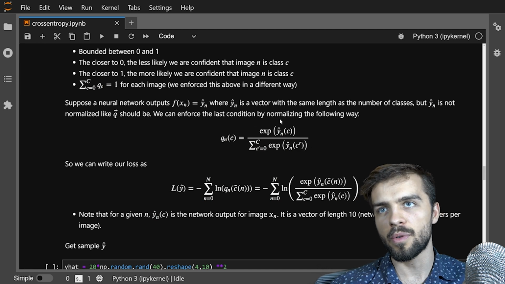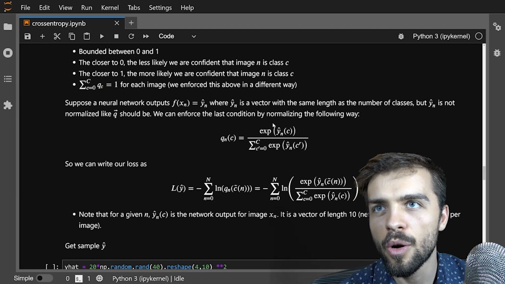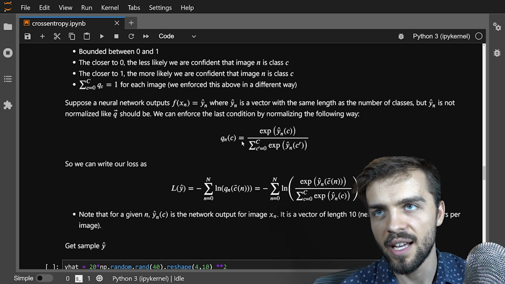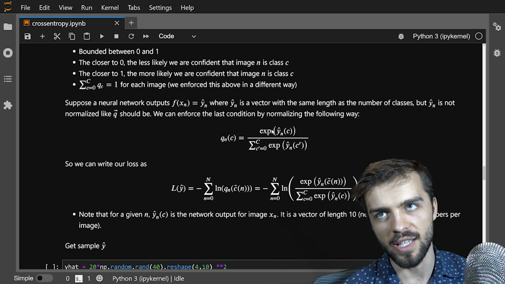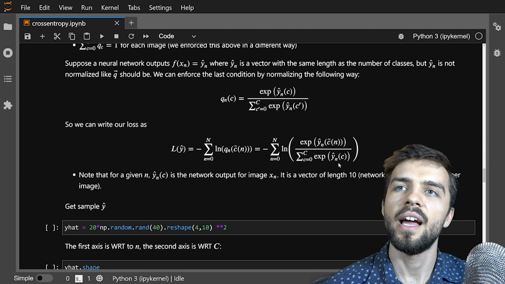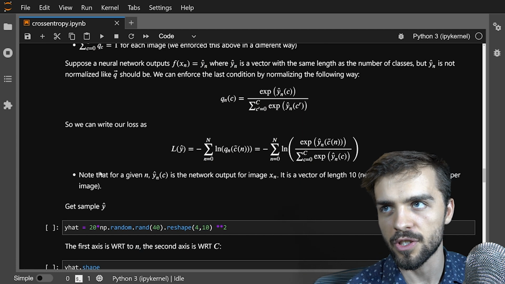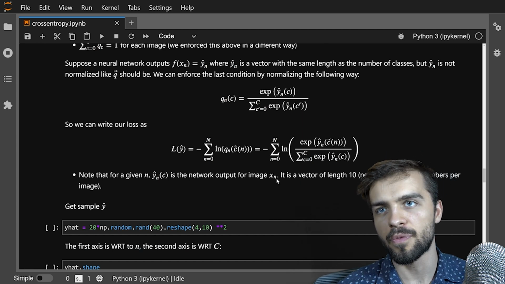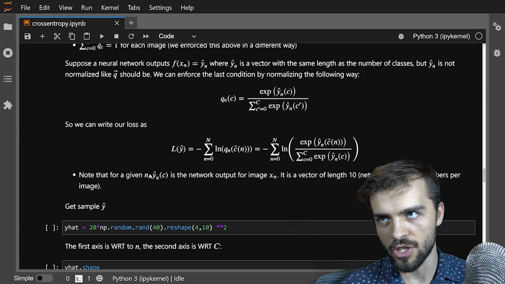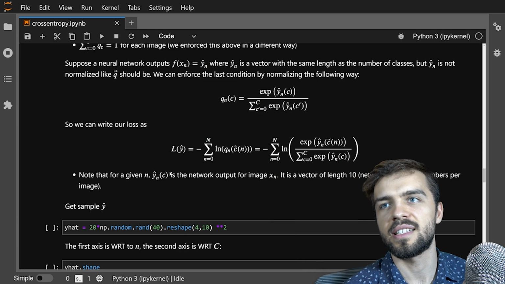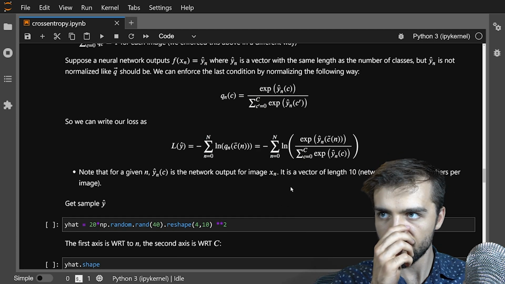For example, if you were to do it without using exponents, the way I did it would just be not having the exponent here or here, and just taking y hat of C divided by the sum of y hat of C. But they put an exponent there because it helps. And so this is your cross-entropy loss function. For a given n, y hat is the network output for an image xn. So this is just reminding you that n is the image index and C is the class index.